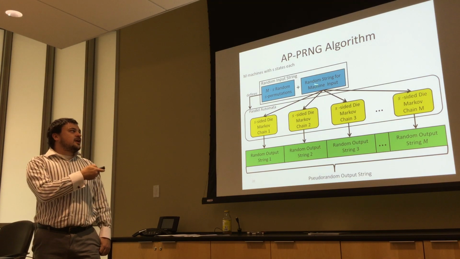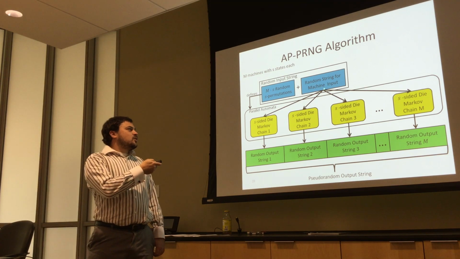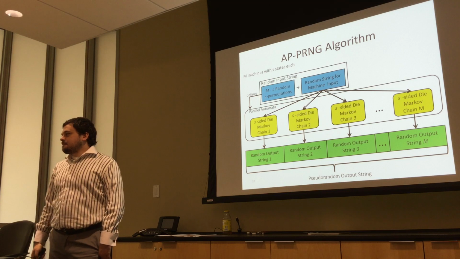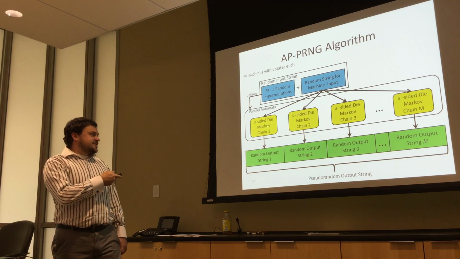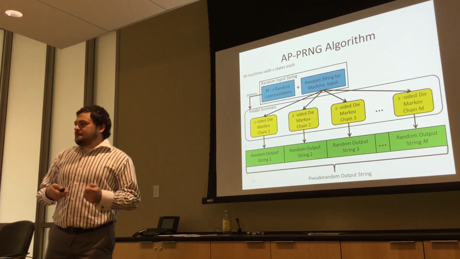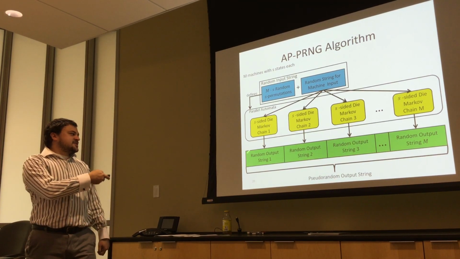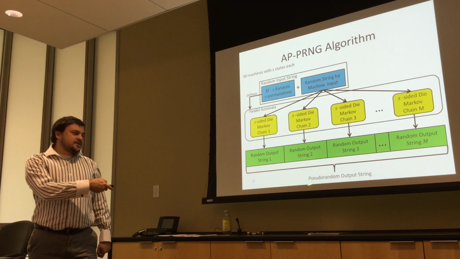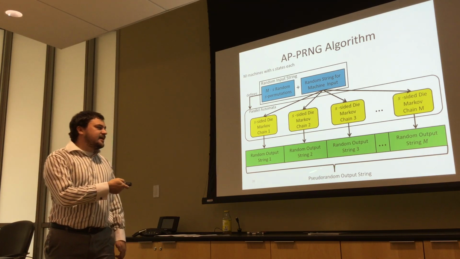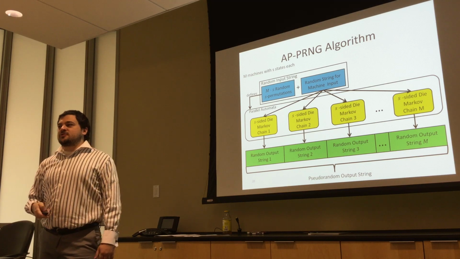And then the remainder of our random input string will be used as the shared input among all of the Markov chains we're simulating. And as these Markov chains transition, they're going to print out which state they're in at every step. And then we can concatenate all of those together into our hopefully pseudorandom output string. So now the question is, how do we justify that this output is going to be pseudorandom?